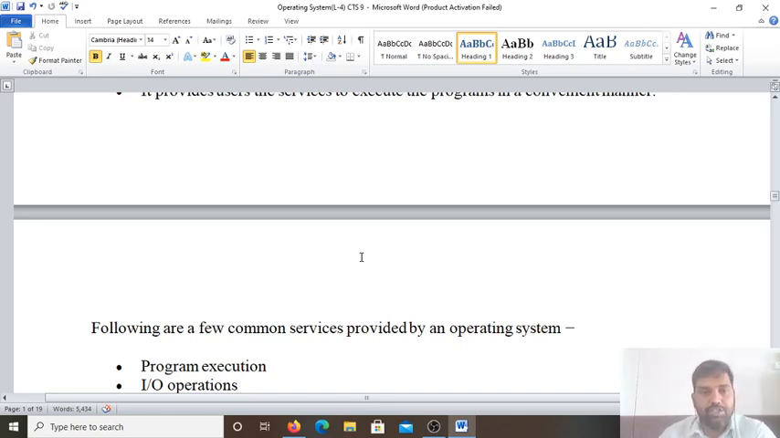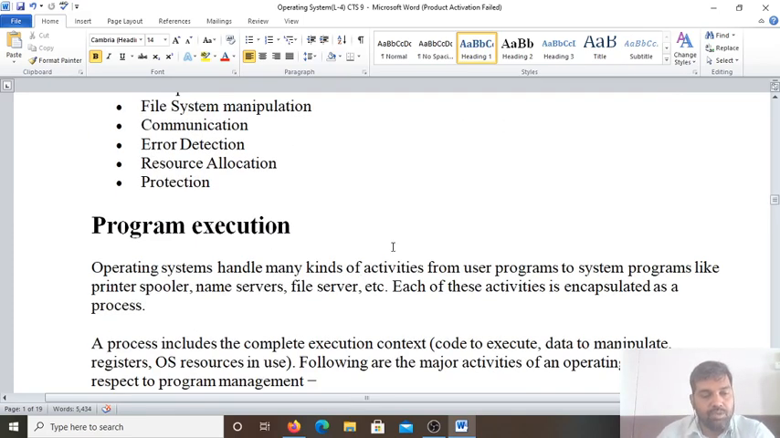Graphical user interface, GUI. This operating system is graph based and interactive in nature. The commands are replaced by graphic symbols. Like today we are working on Windows 7, Windows 98, Windows 10. All these are graphical user interface operating systems, where by clicking on the icons, we are opening the files. We are opening the softwares.